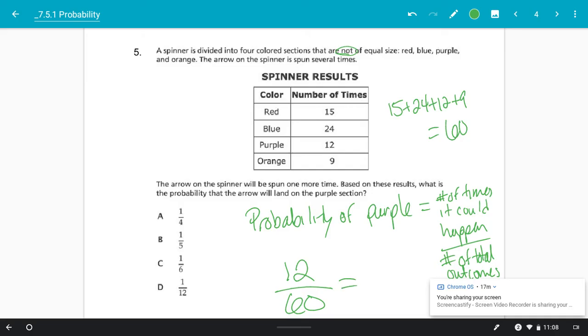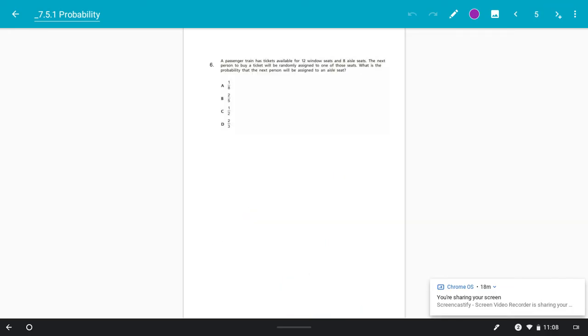But if I look at my answer choices, none of those match that 12 out of 60. So I'm going to say, well, maybe I need to reduce this. So I can divide both 12 and 60 by 12, right? So divide by 12 to get 1, divide by 12 to get 5. So our probability is 1/5. You could also determine that 12 over 60 is the same as 1/5 by dividing on your calculator, 12 divided by 60 and 1 divided by 5, to see that those two things are going to be equal.